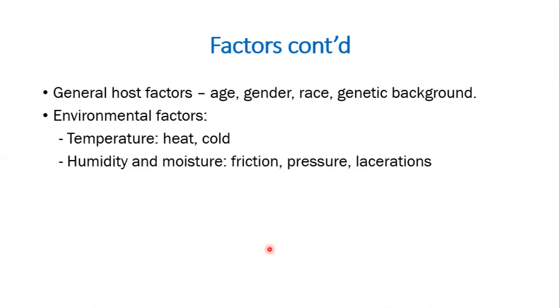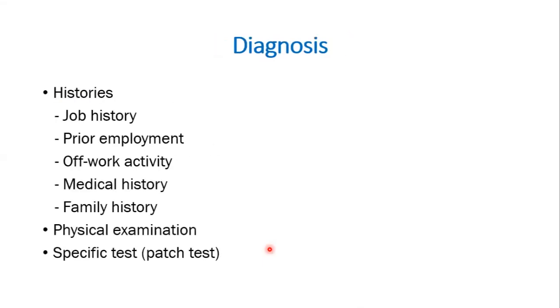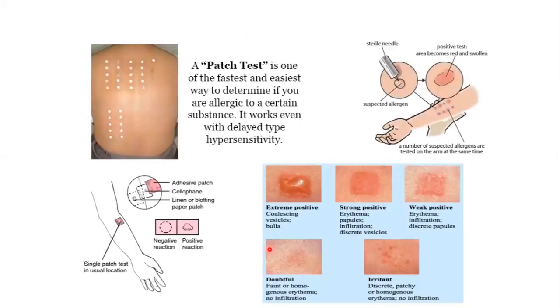And then those are some of the general and environmental factors. In diagnosing skin conditions, a history is very important: job history, current job history, prior employment, your off-work activity, your medical history, your family history, followed by a physical examination. And in some cases, you may do patch tests if you want to find out if people are allergic to certain chemicals. This is an illustration of the patch test.